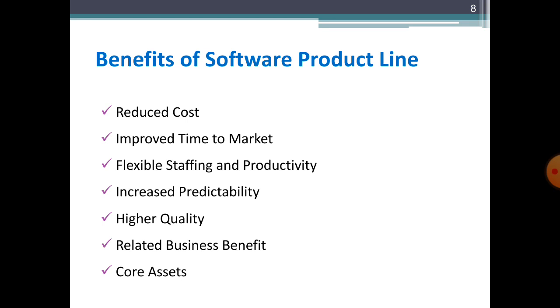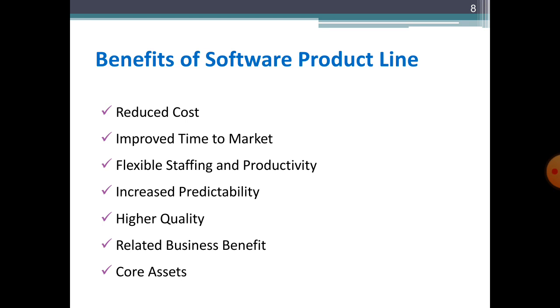So these are the different benefits of the product line approach, like the reduced cost. How is the cost actually reduced? Adopting a product line approach to develop and maintain applications can dramatically reduce cost through the specialization of roles and reuse of core assets that otherwise would have needed to be developed or acquired and maintained separately for each application. So ultimately our cost will be reduced.